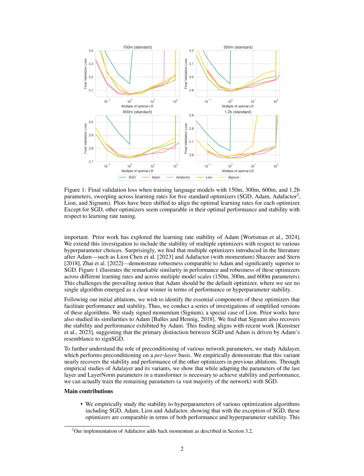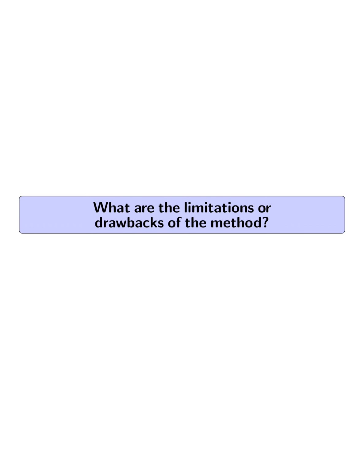Through empirical studies of Adalayer and its variants, the research showed that adapting the parameters of the last layer and layer norm parameters in a transformer is necessary to achieve stability and performance, while the remaining parameters could be trained with SGD. What are the limitations or drawbacks of the method?